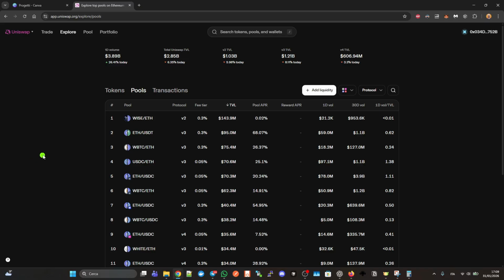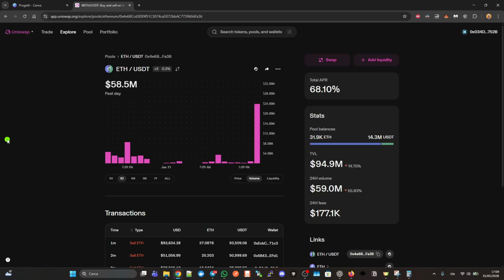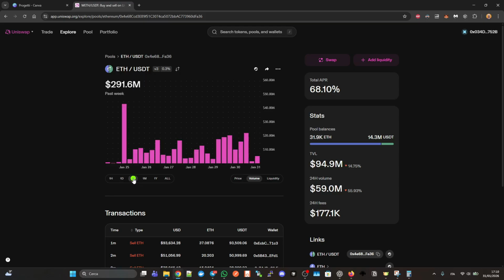So let's explore one of these pools, for example ETH/USDT V3. Okay, here you can see the trade distribution. So you can see, of course, where most of the fees have been generated during the day. This is a 1 day graph. Of course, you can do it also during the week, for example.